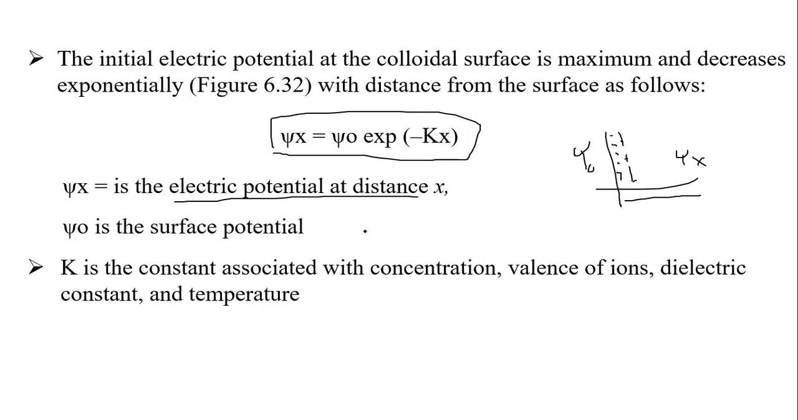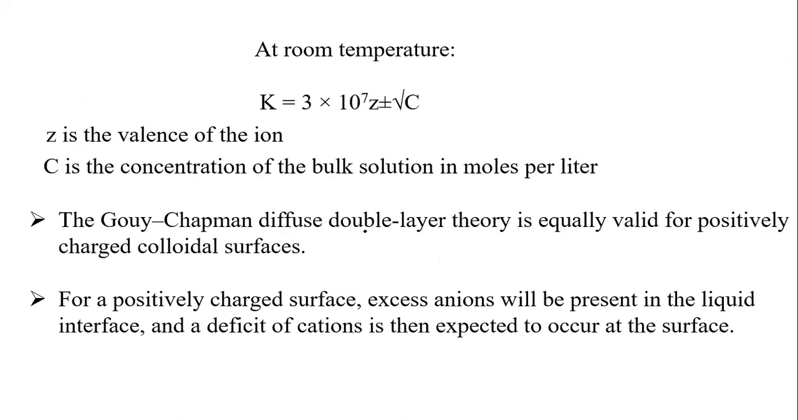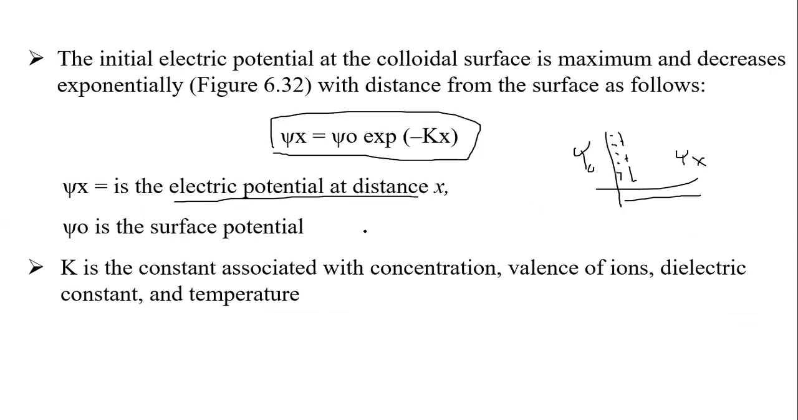K is the constant associated with the concentration and valency of ions, dielectric constant and temperature. It is a constant which is completely dependent upon the valency of ions, concentration, dielectric constant, temperature, etc. Now we will see what the constant K is at room temperature.